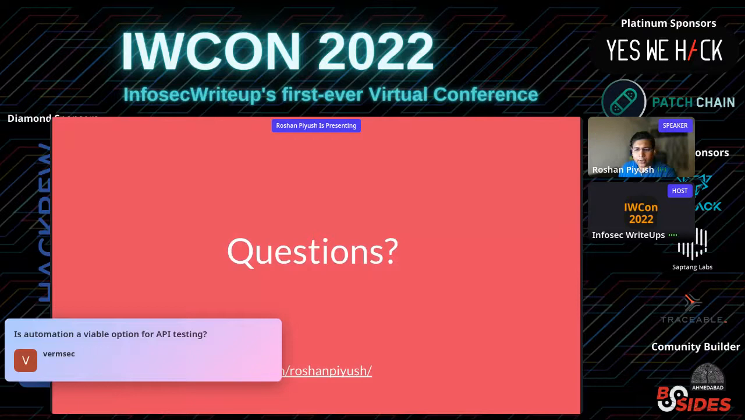Is automating a viable option for API testing? Yes, it is a viable option, but it doesn't give you 100% results. You would require very dedicated automation for the services that you're testing, and it may not be very reusable for other services, but if they are in a similar structure, you may even be able to reuse them. But yes, always do automate. I'm not saying don't automate, always do automate, but don't forget the manual method. In the end, manual methods can never be outdone by automation.